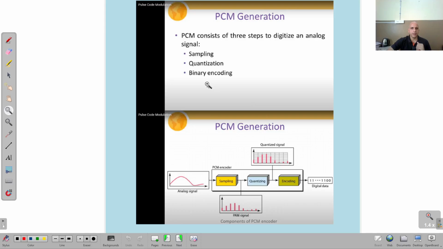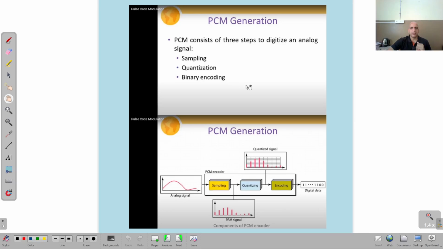You can see here the PCM signal consists of three main steps. It starts with sampling. As I told you, the first step in pulse code modulated signal generation is sampling. Then we have quantization, and then encoding. It is a three-step process: sampling, quantization, and binary encoding, and then that will give me the digital signal.